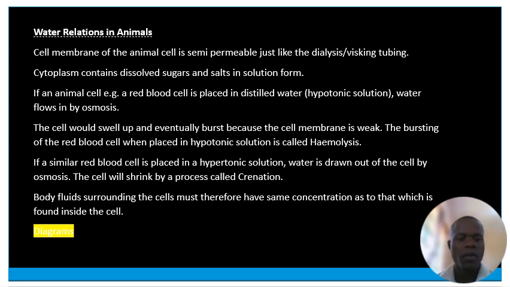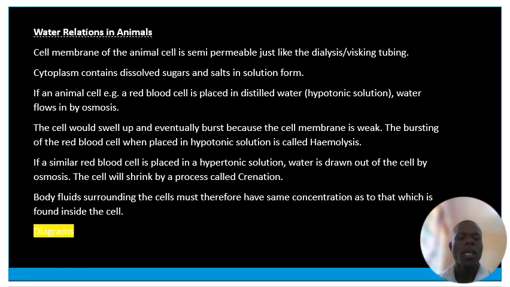The cell membrane of the animal cell is impermeable, just like the dialysis or whisking tubing. The cytoplasm contains dissolved sugars and salt in solution form. Now, when an animal cell, e.g. a red blood cell, is placed in distilled water, which is a hypotonic solution, a solution that is lowly concentrated, water flows in by osmosis.